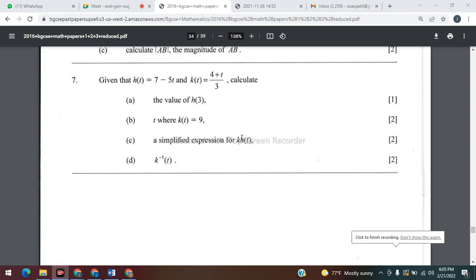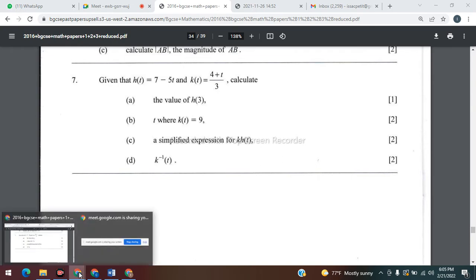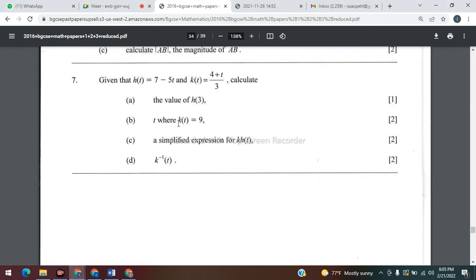Or we never got to the composite. We didn't do C and we didn't do D. So we just stop at T where K of T was 9. Yes, sir. No problem.